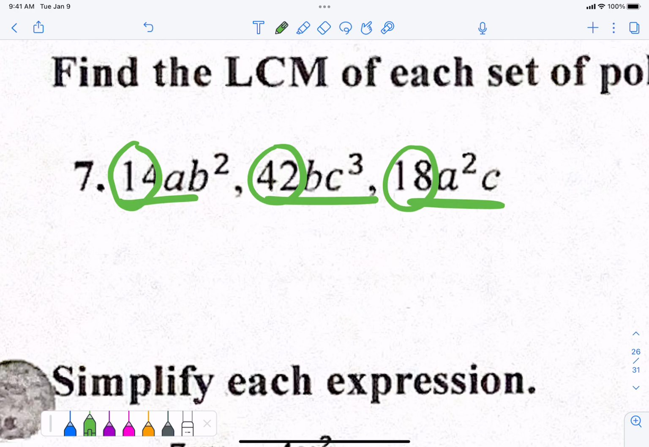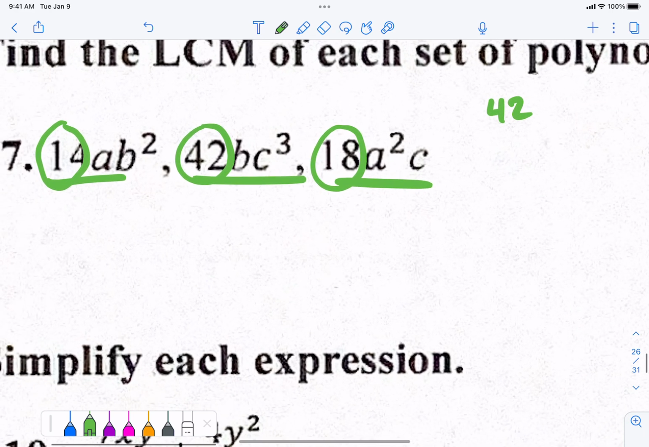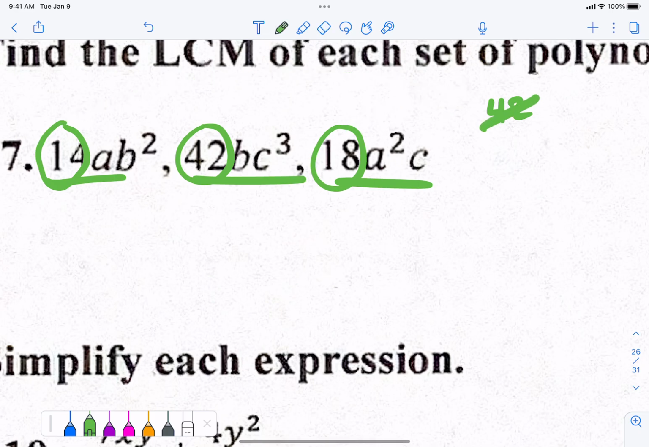We start with 42 because 42 is the biggest number. I'm going to start with 42 and list them off to the side. Does 14 go into 42? 3 times. Does 18 go into 42? I don't know. 42 divided by 18. Does it come out nice? No. So now we have to move up 1. What would the next number be that we have to check?